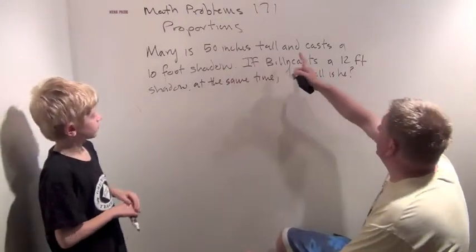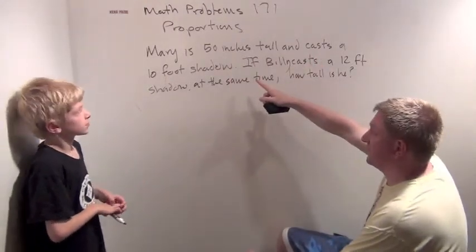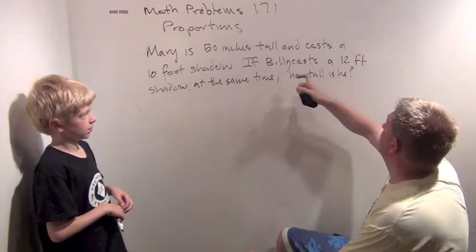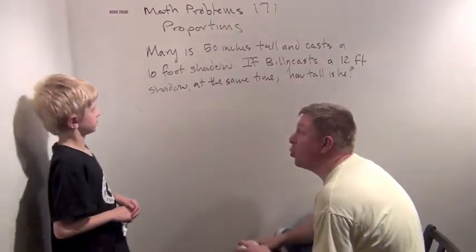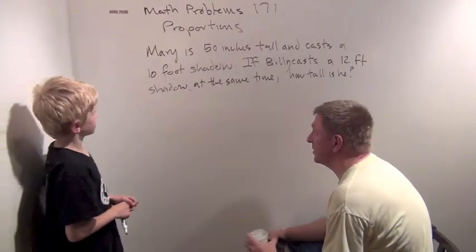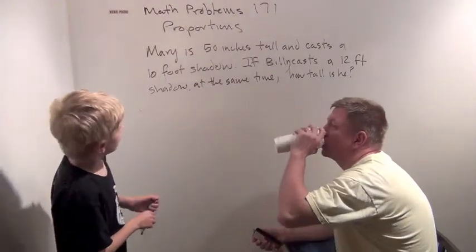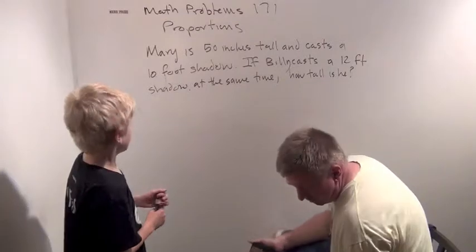Mary is 50 inches tall and casts a 10-foot shadow. If Billy casts a 12-foot shadow at the same time, how tall is he? How do you want to approach this problem? We could get the ratio.